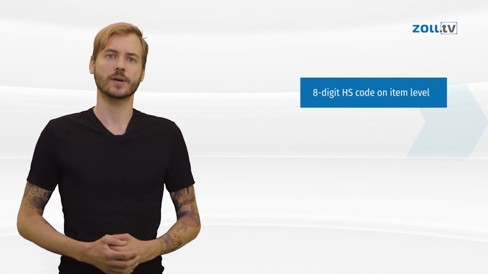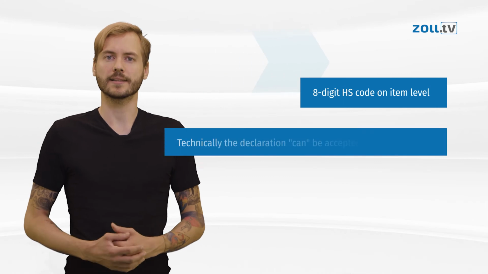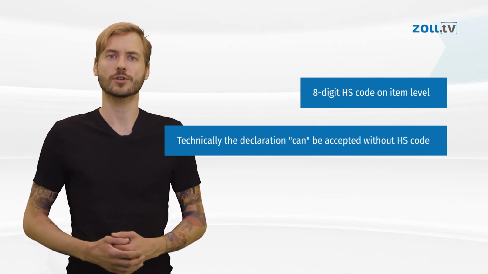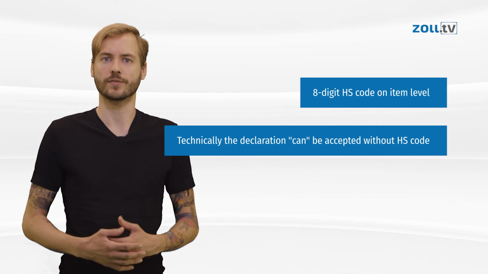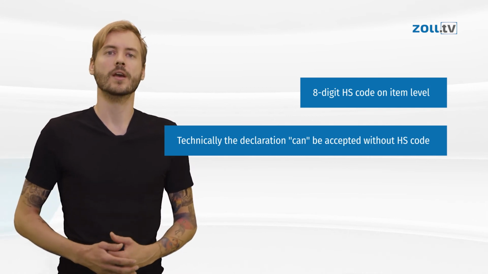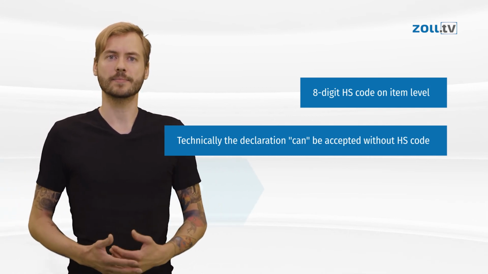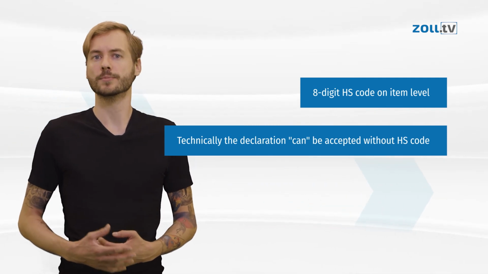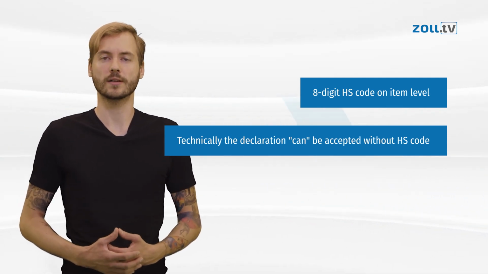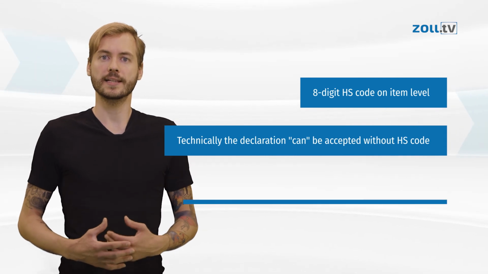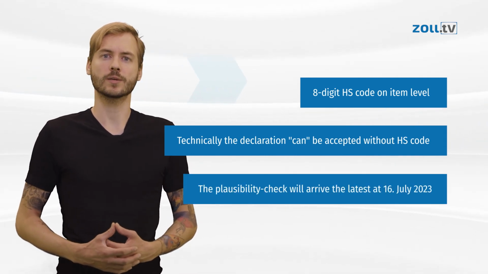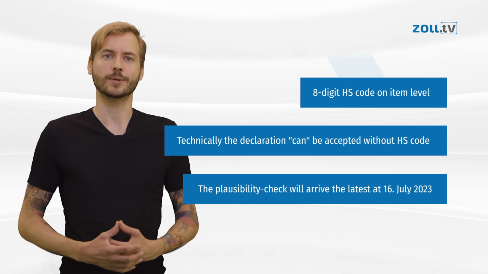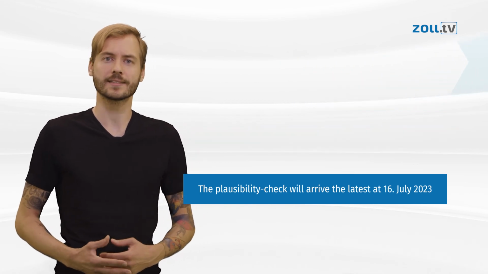What can we conclude? The 8-digit customs tariff number must be entered at the item level of the transit declaration. Technically, however, a transit declaration is also accepted without a customs tariff number, for the time being. Whether the transit declaration is then accepted by customs and the goods are placed under the procedure depends on the goodwill of the officer. It is to be expected that the plausibility check will also be introduced and that transit declarations will be automatically rejected by Atlas if the customs tariff number is missing.